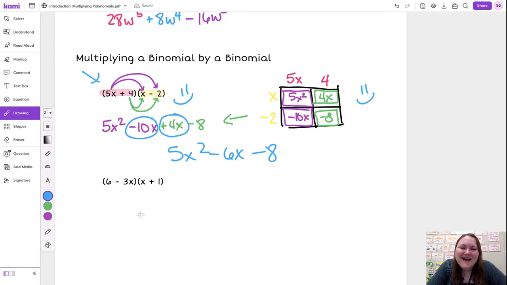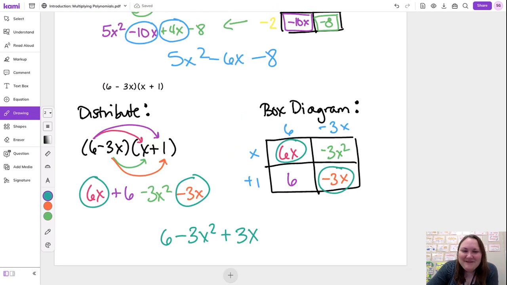I've got a practice one at the bottom of this video. Go ahead, pause the video, and try doing this using whatever method you prefer. I went ahead and I put both strategies on the screen for you to see. I've got distributing over here on the left, the box diagram on the right. I made all of the same terms in the same color. So for example, 6x, 6, x, 6, 6, 3x squared, just to show that you get the same answer either way. And then don't forget at the end, you always need to simplify. There's always going to be 2 things that you can combine.